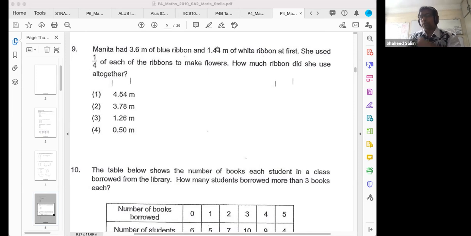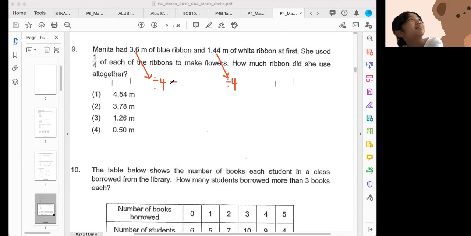She used 1/4 of each now. So you try 1/4 of this, 1/4 of this. How much is it? You know how to do? One quarter means to divide this into 4 parts. You find what is 1 part, so you can divide this by 4. 1/4 means you divide into 4 parts, so you find out how much is that part, and add together. Divide by 4, you get 1/4. This one you divide by 4 also. You also get 1/4. Then you'll be able to find what this is.